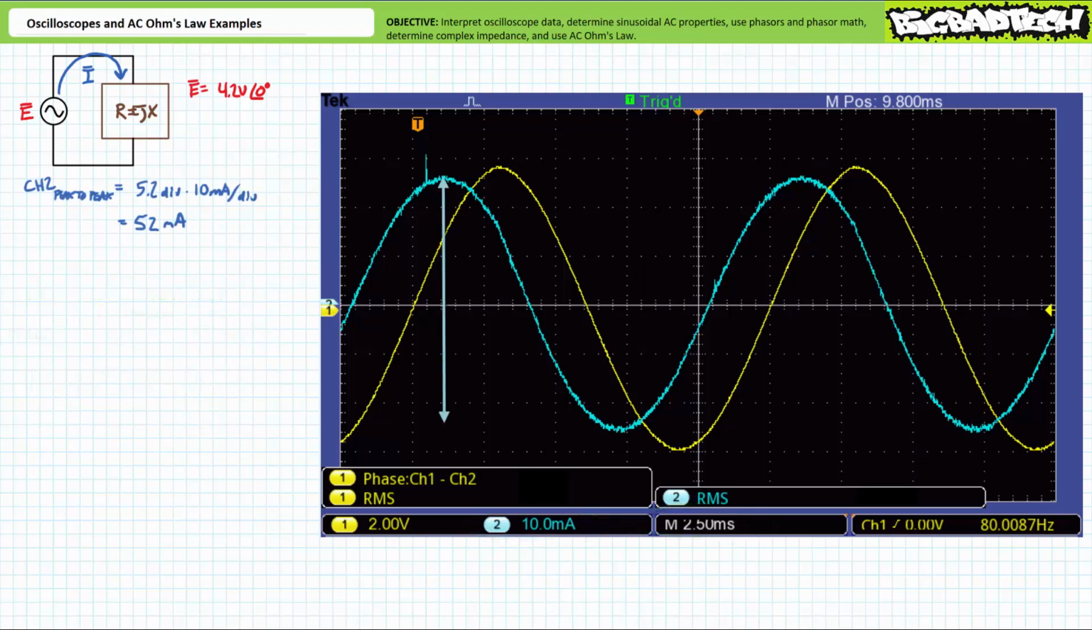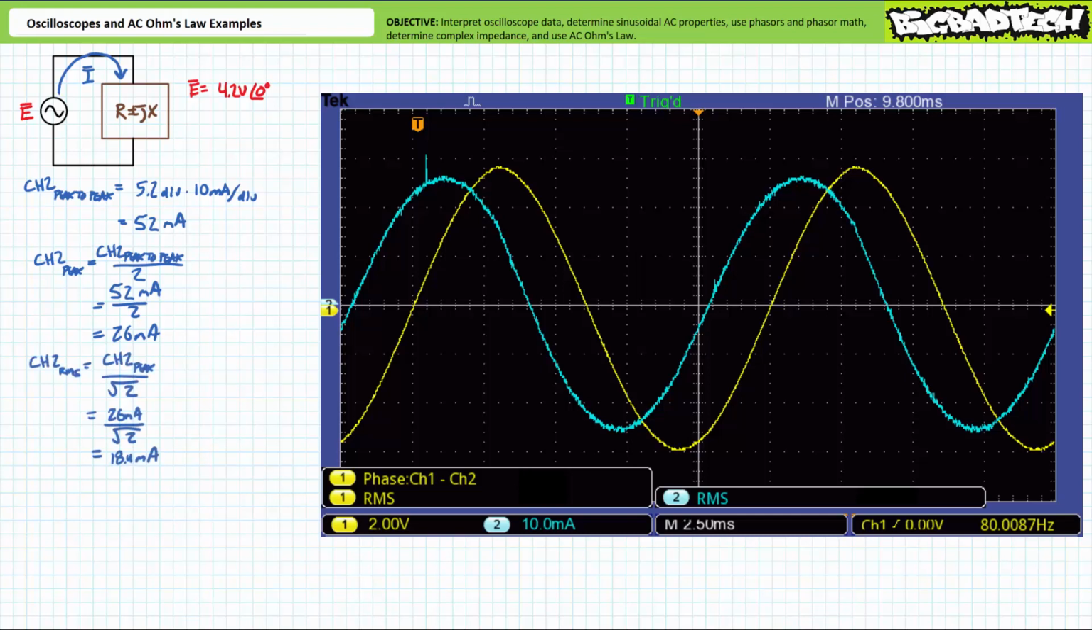Given a vertical scaling of 10 milliamperes per division, it looks like current has a peak-to-peak value of roughly 52 milliamperes. A 52 milliampere peak-to-peak value corresponds to a peak value of approximately 26 milliamperes. A 26 milliampere peak value corresponds to an effective or RMS value of approximately 18.4 milliamperes. It looks like current on channel 2 leads voltage on channel 1 by roughly 0.8 divisions. At 2.5 milliseconds per division, this represents a lead of approximately 2 milliseconds.